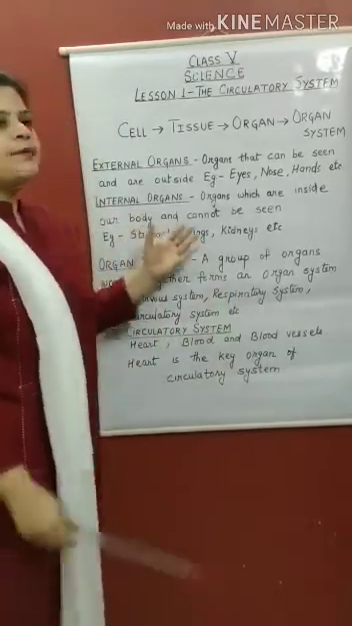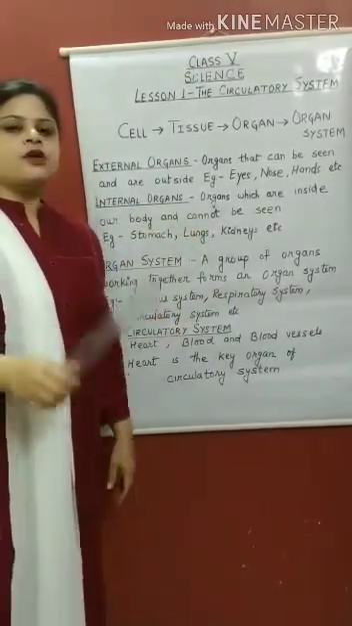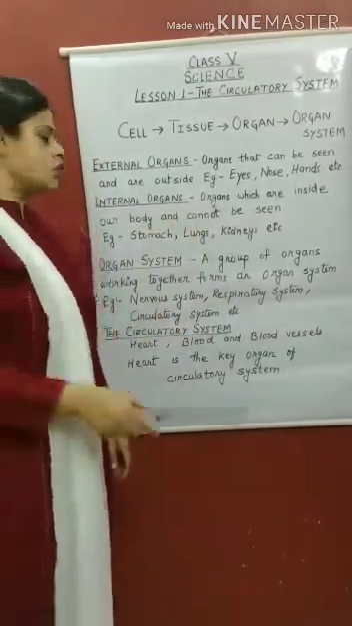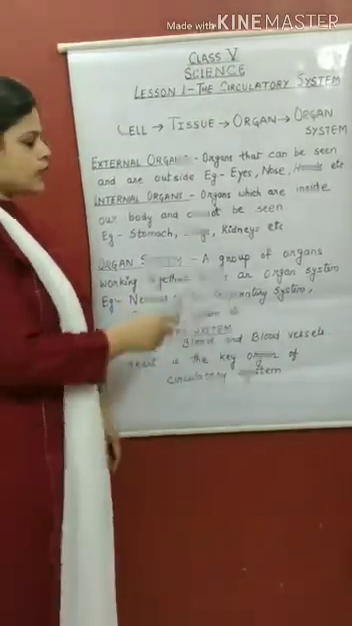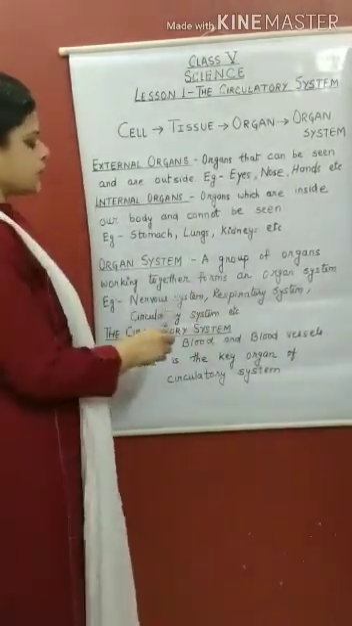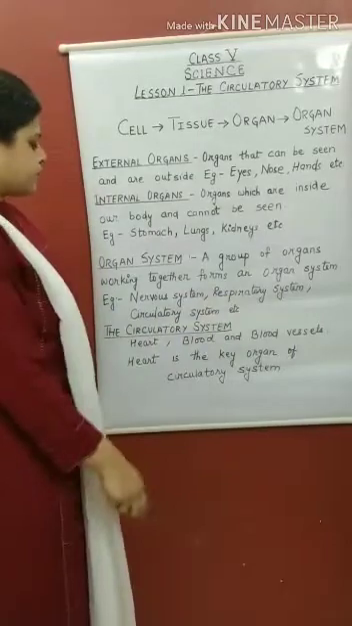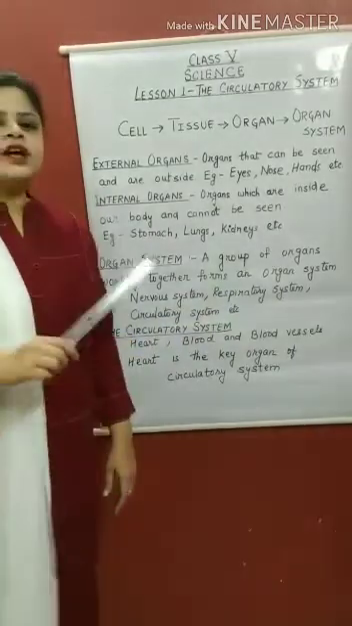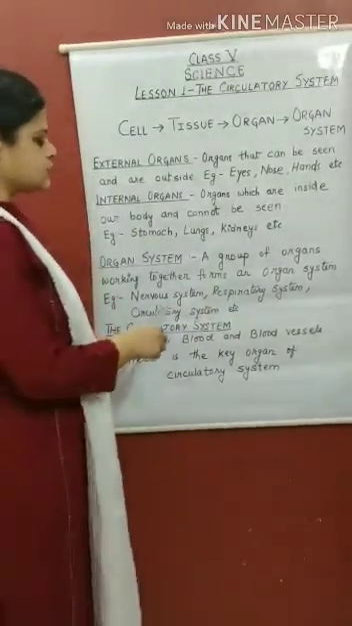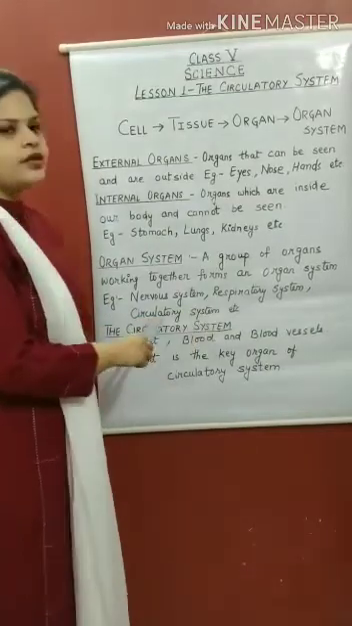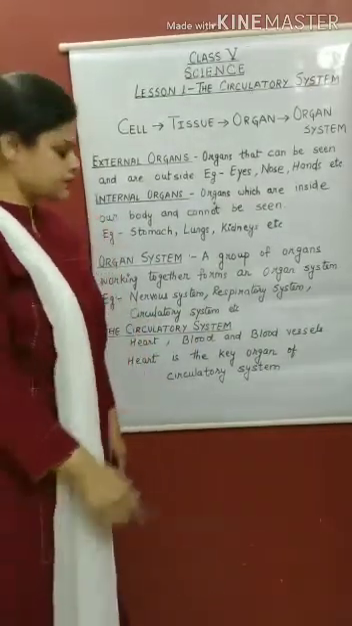When these organs combine together to perform a particular task, it is called an organ system. A group of organs working together forms an organ system. For example, there are different kinds of organ systems: nervous system, respiratory system, circulatory system, etc.